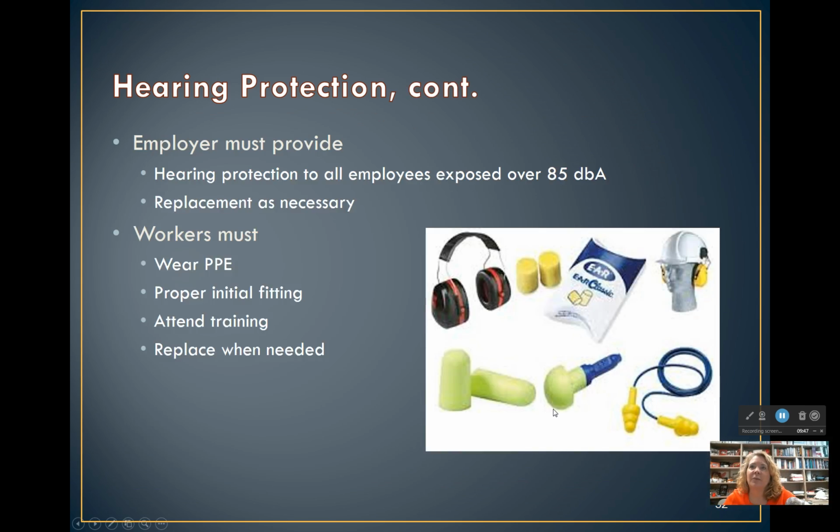So we must, as employers, provide some type of hearing protection, and those can be a lot of different things. These are all types of hearing protection that you could have.